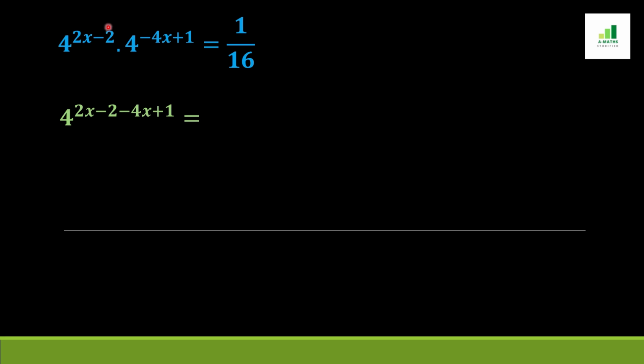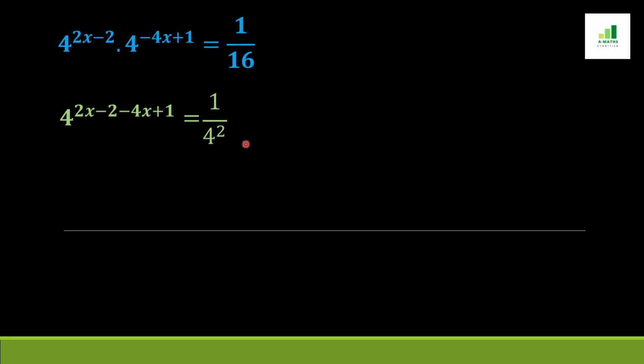We will get 2x minus 2 added together with minus 4x plus 1. I add these two values together with the same base, and now this 16 will change into 1 over 4 squared. Why? Because 4 squared is equal to 16.